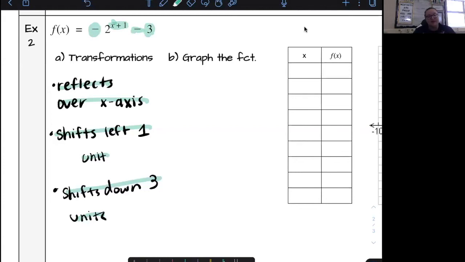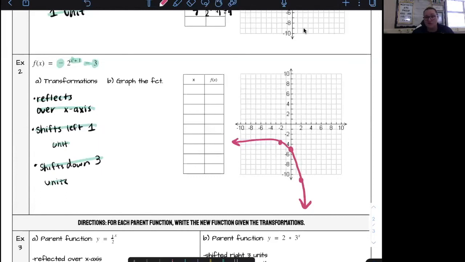And now we need to graph it. Go ahead and graph this function on your own. All right, so your function should have been reflected over the x-axis first, then shifted to the left 1, and then shifted down 3. And so as you can see, our function is approaching y is -3 this time.